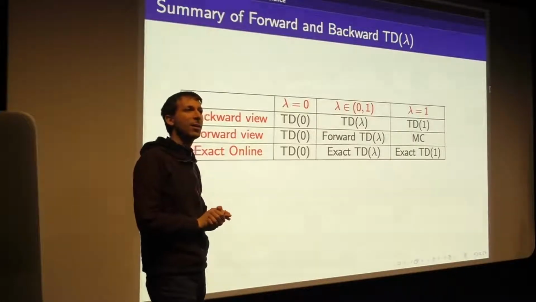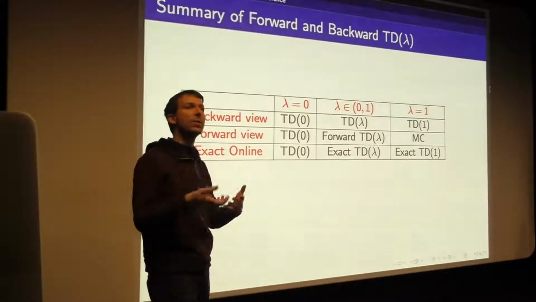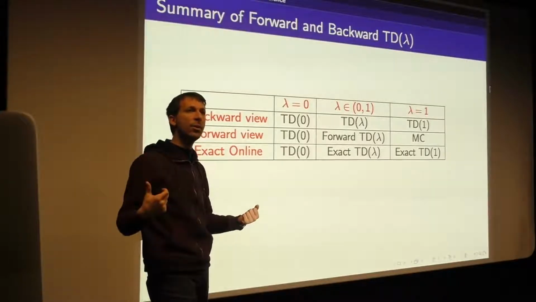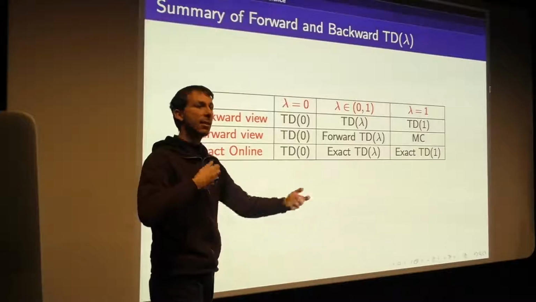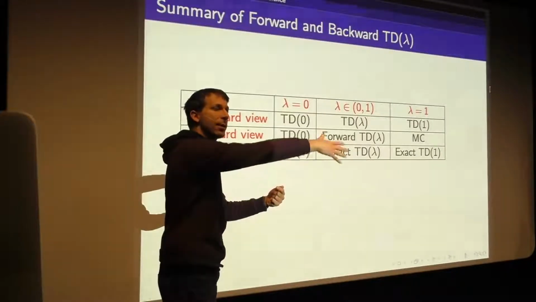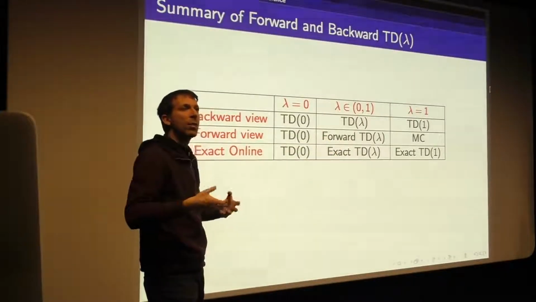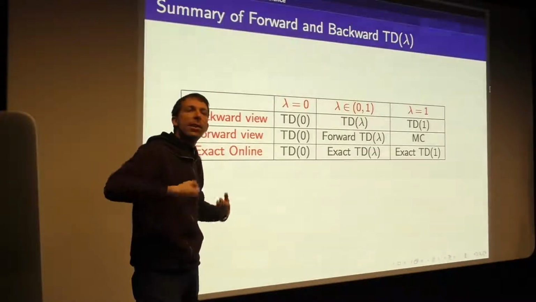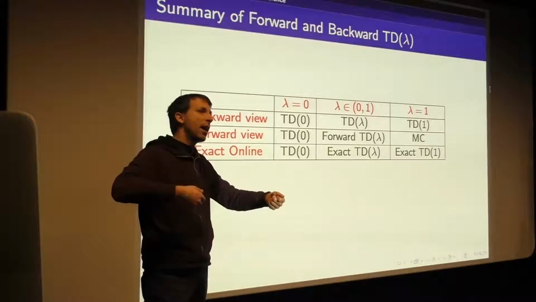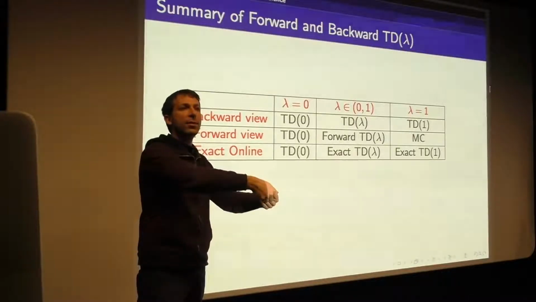So TD lambda basically gives you a spectrum between TD0 and Monte Carlo. And it has two implementations: this forward view that gives you a theoretical way of averaging over all your n-step returns, and this backward view where you accumulate these eligibility traces, which can be very efficiently updated and just tell you how much credit you should assign to each one of those states.